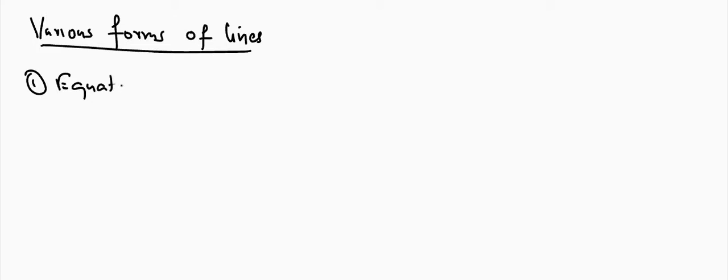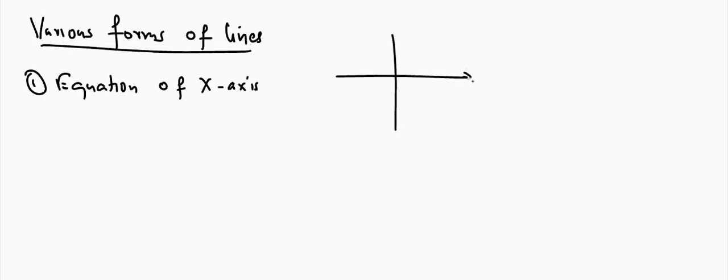The first one is the equation of the x-axis. This is the equation of the x-axis. The equation of the x-axis is y equals 0. Y equals 0 is the equation of the x-axis.